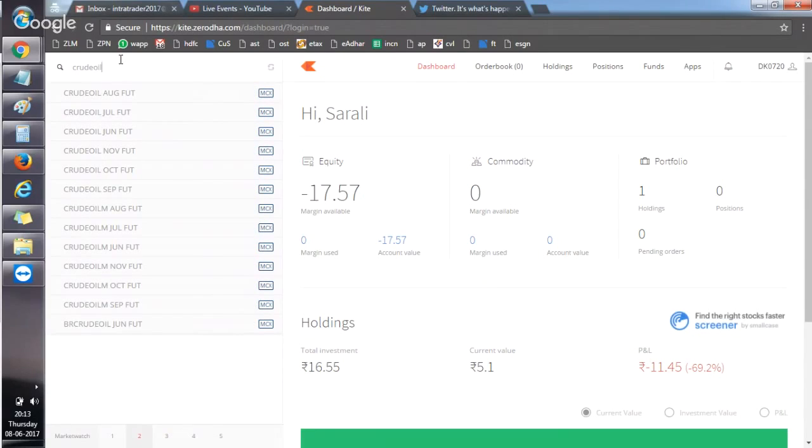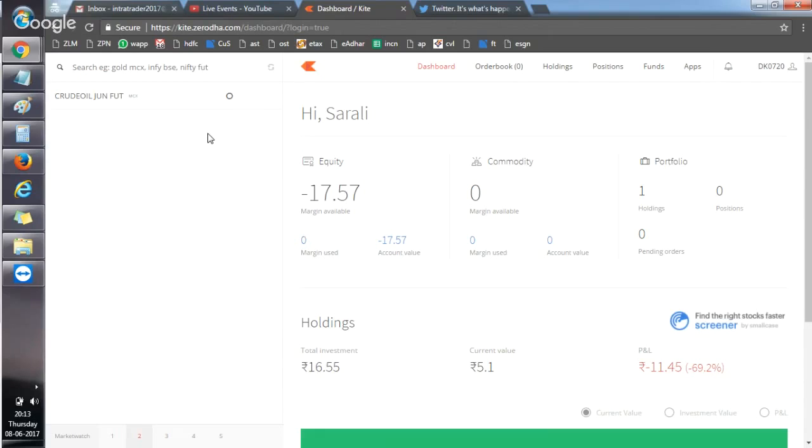So just type crude oil space. This is a June month, so I'll select June month. I can select any future contract of crude oil. I can select June, July, August, anything. Okay. So I'm just clicking on this and I'll be able to find the current running price of crude oil, which is 2958. Okay. So I'm just clicking on market depth.